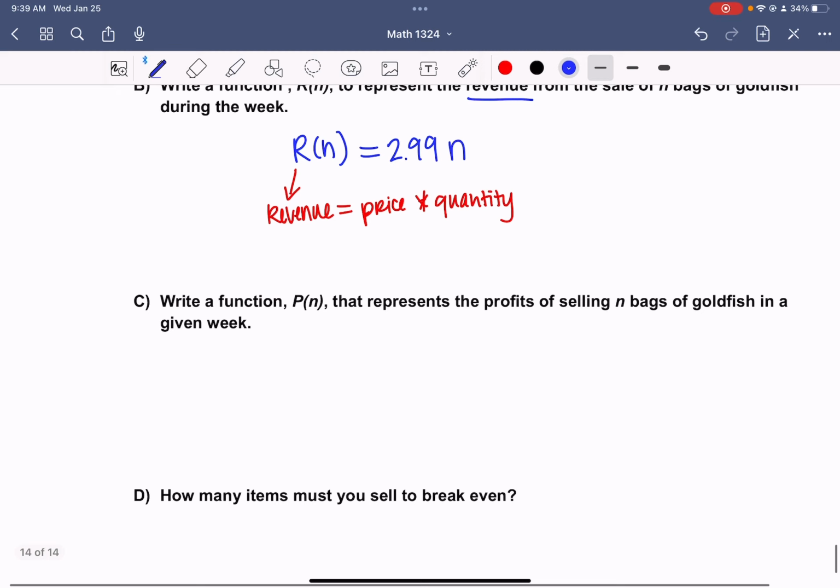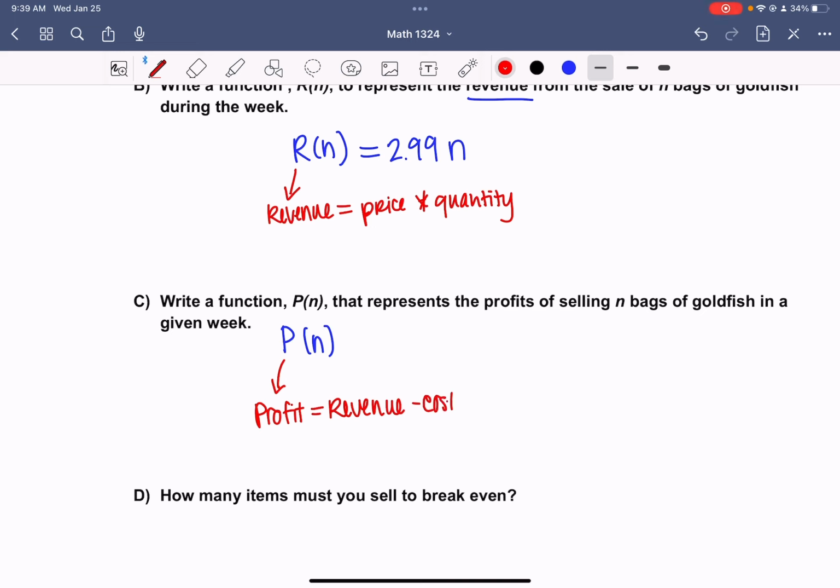Lastly, we're going to go into C. It says write a function P of N that represents the profits of selling N bags of goldfish in a given week. So profit, we're going to represent by P. That's very common. But remember, with our vocabulary, we said that profit is equal to revenue minus cost. So we've already done our legwork for this one. I'm going to take my revenue equation from part B, and subtract out my cost equation from part A.